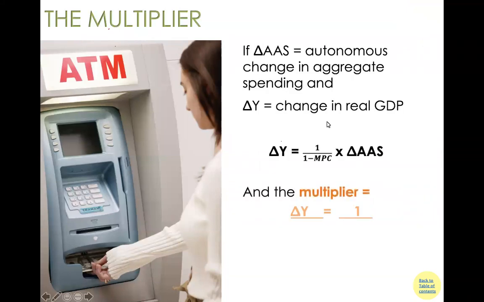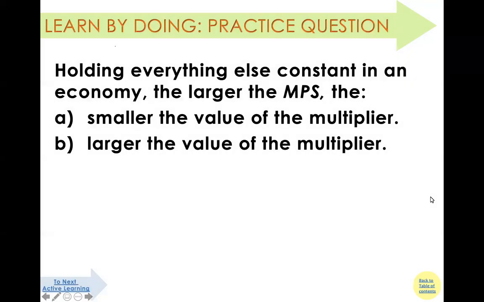All right, and to finish this part, we have the autonomous change in aggregate spending. If we define this, it just says, okay, if the economy has an increase or decrease in aggregate spending, what will happen to the change in real GDP? Their relationship is characterized by this formula. But essentially, the first term is the multiplier. Also inversely, we can define the multiplier as the response of total GDP to an autonomous change in aggregate spending.